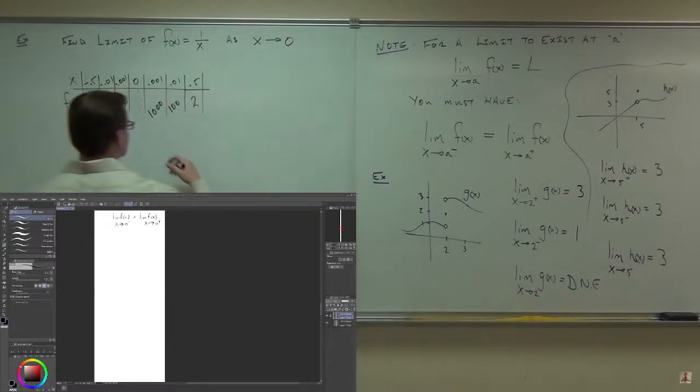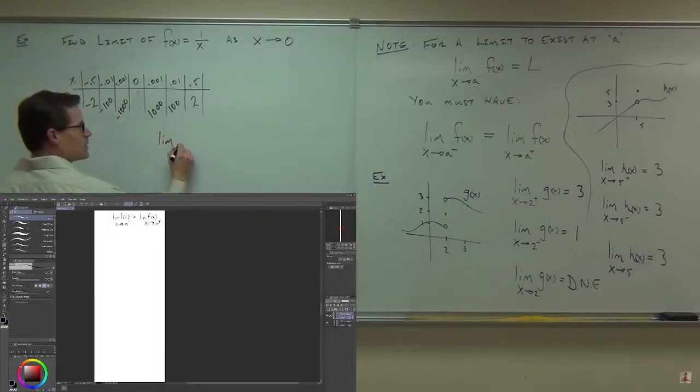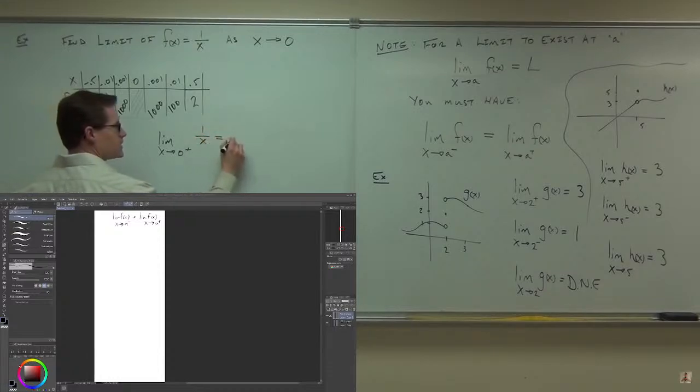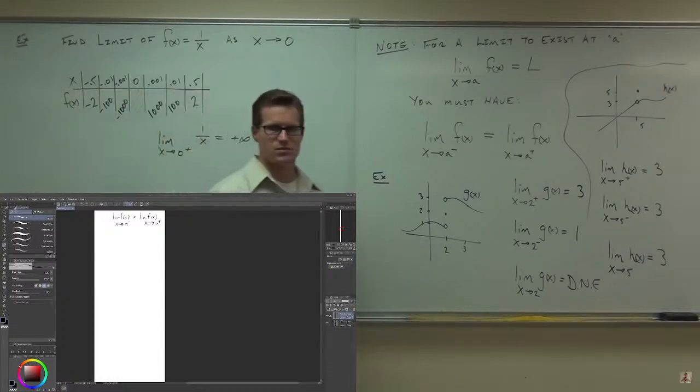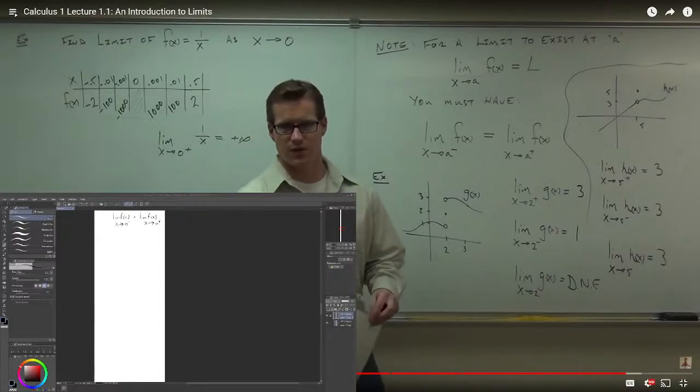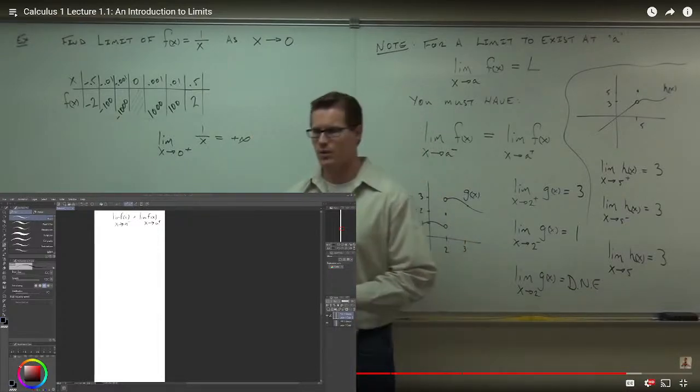So what we would say is the limit as x approaches 0 from the right of our function, which is 1 over x, is positive infinity. From the left it's negative infinity, and then in general the limit doesn't exist. Infinity without that plus still means positive infinity, but I want to show the difference.